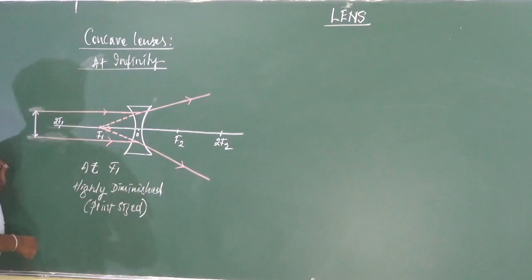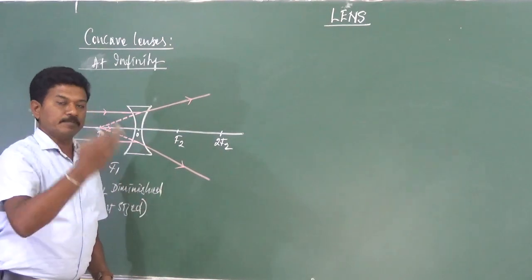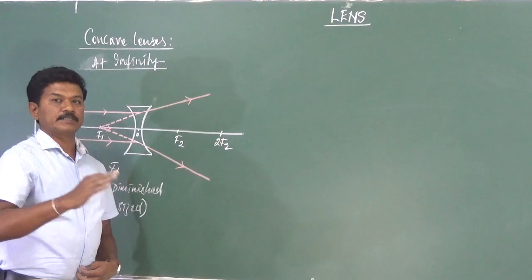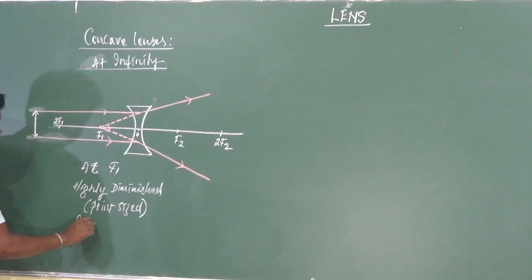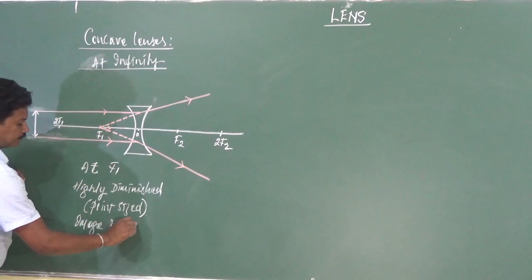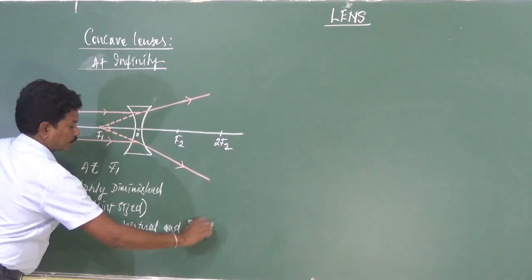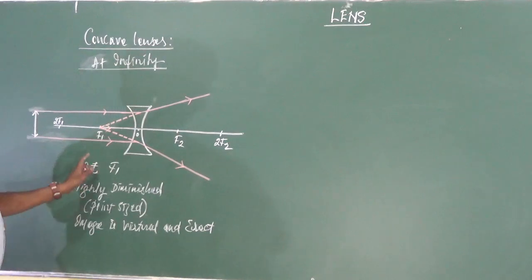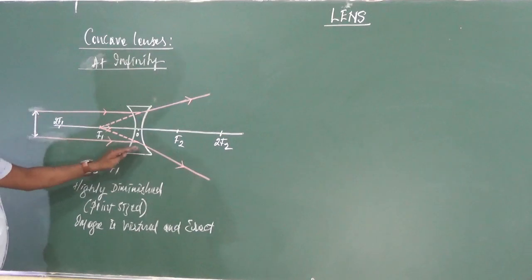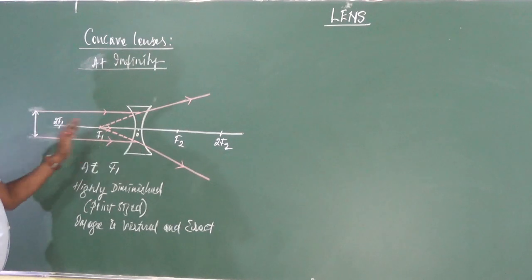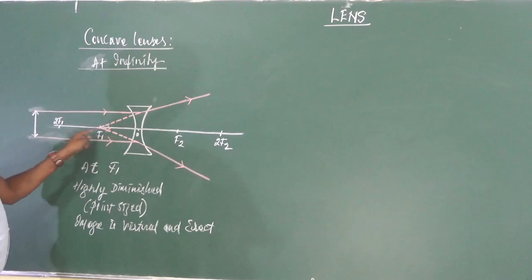So these refracted light rays, as they appear at this point, we say that the image is formed at this point. So when two light rays appear to meet at a point and we say that the image is formed at that point, we say that the image which is formed is virtual and erect. The image is virtual and erect. So this is what happens when the object is placed at infinity. When the object is placed at infinity in front of a concave lens, the image of that object kept at infinity will be formed at F1. That is, it appears to form at F1.